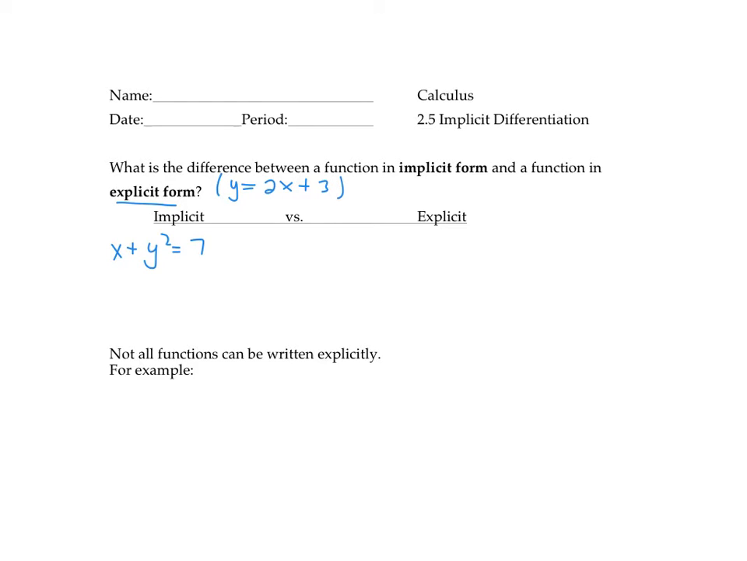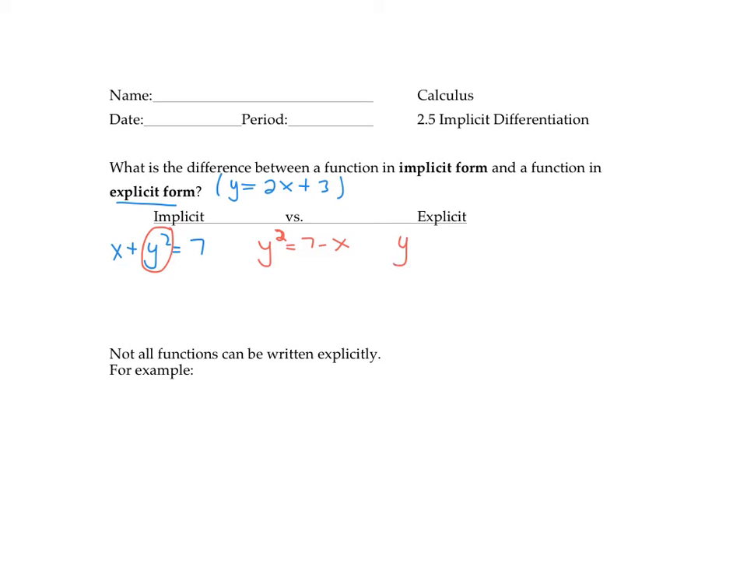So this equation isn't solved for y. We don't have y by itself, so we would say it's an implicit form. Well, in this first equation, we can rewrite it in explicit form by working to solve for y. So first we're going to do that by getting y squared isolated. We'll have y squared is equal to 7 minus x.